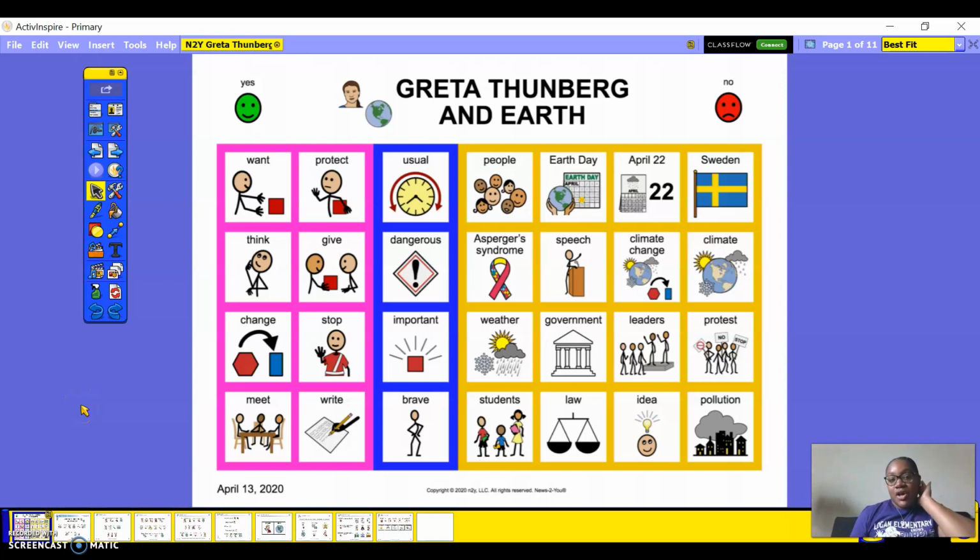All right, guys. So we have a new news story for this week. And the name of our story is Greta Thunberg and Earth.